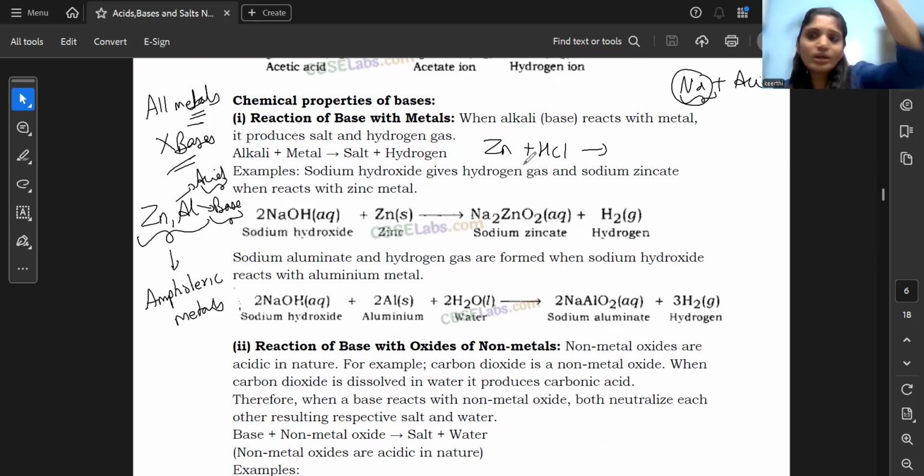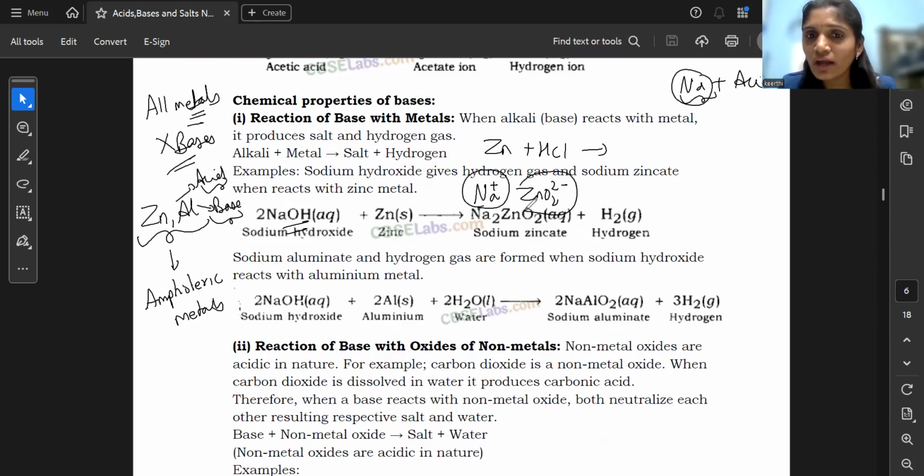Now if you see here, the zinc plus HCl reaction we have already seen. Zinc reacting with HCl is very common, but zinc can also react with sodium hydroxide, giving sodium zincate. The ions in sodium zincate are Na+ and ZnO2 2-. This is your sodium ion, this is your zincate ion. Together they form sodium zincate, which is a salt, and you also see the release of hydrogen gas. Whether the metal is reacting with acid or with base, the common thing you see is the release of hydrogen gas.